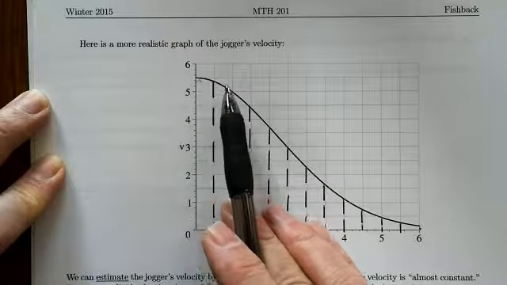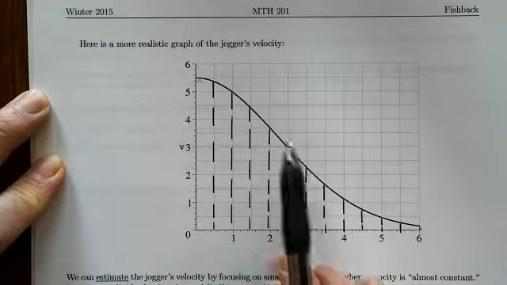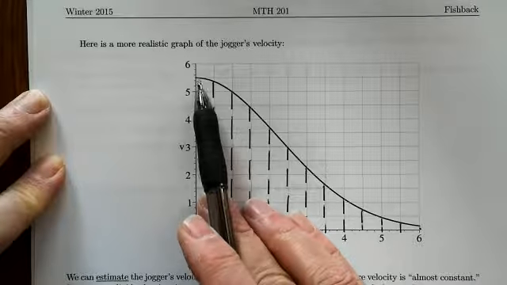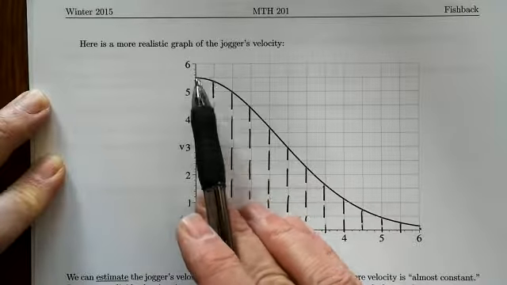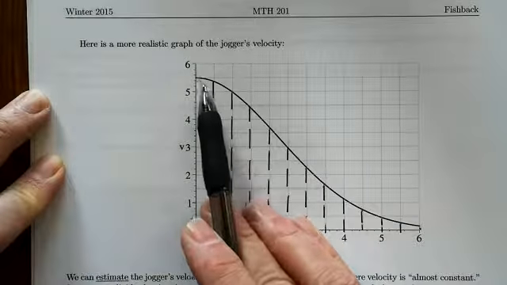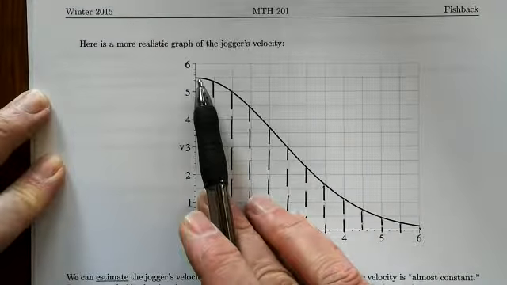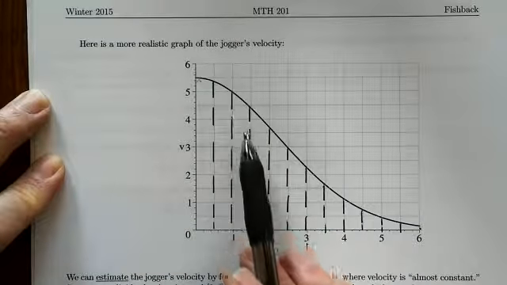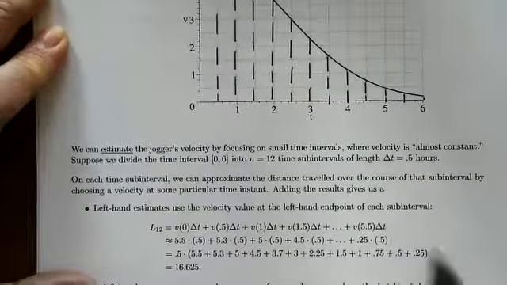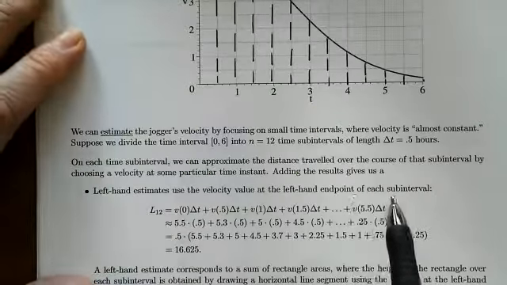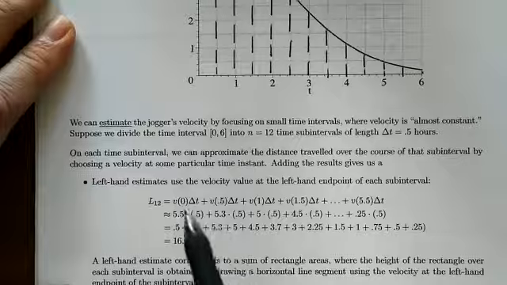We can maybe use the largest velocity over each time interval, but what we're going to focus on are two types of estimates. One is the left-hand estimate, where for each time interval we use the velocity at the left-hand endpoint. So for this interval we use the velocity at that endpoint. For this interval we use the velocity at that endpoint, and so on and so forth. So the left-hand estimate uses the velocity at the left-hand endpoint of each subinterval.